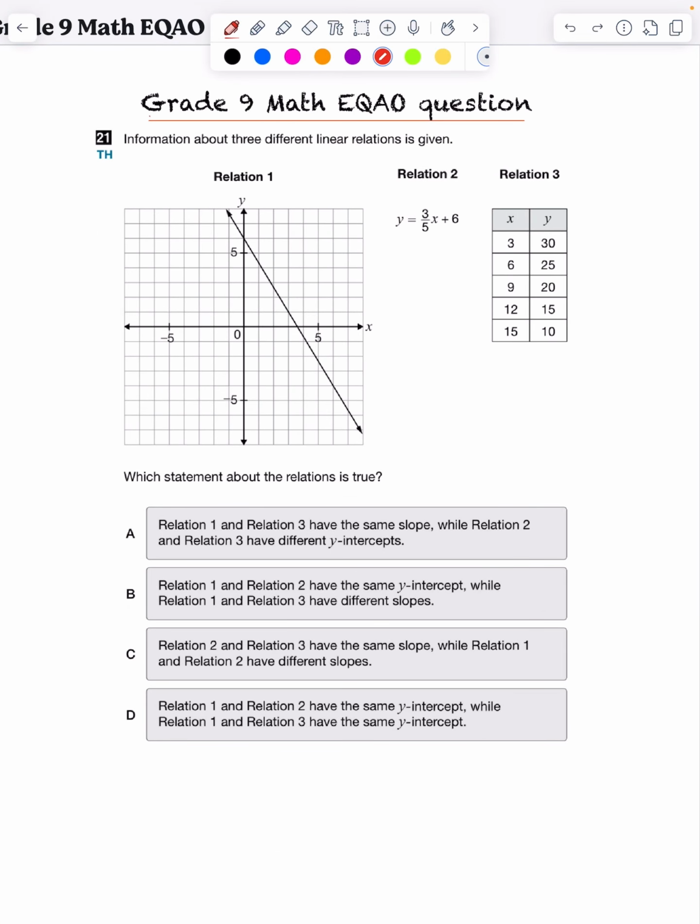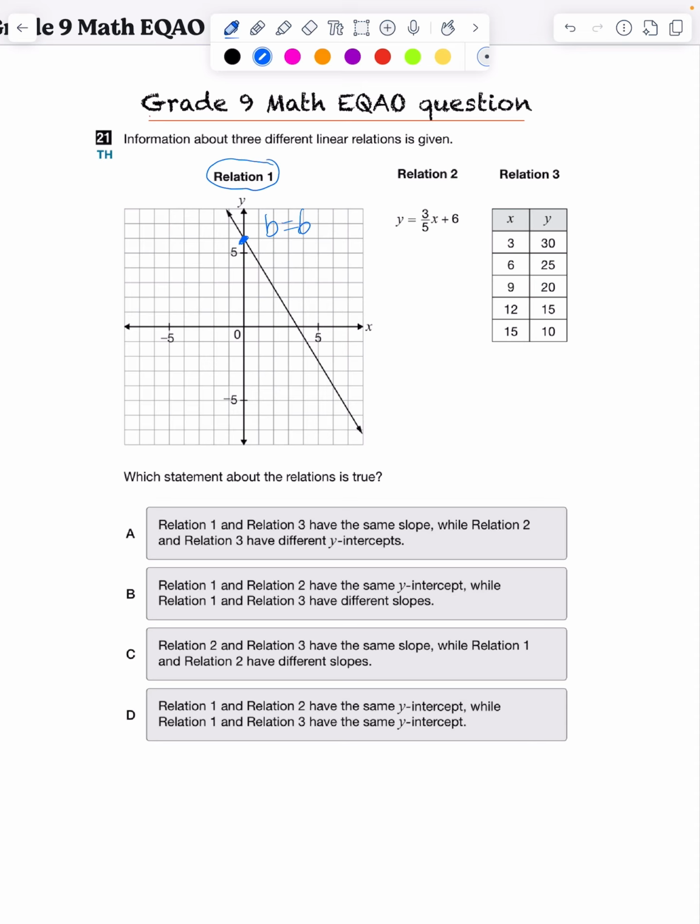Information about three linear relations is given. We're going to start first by looking at relation number 1 and what's the information that we can extract from this graph. The first thing that we can take a look at is we can see here very clearly that the y-intercept for this line is 6.